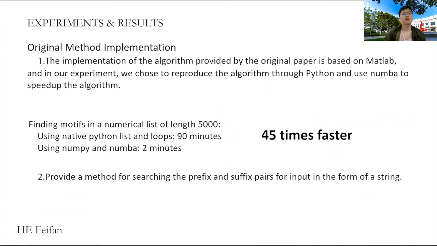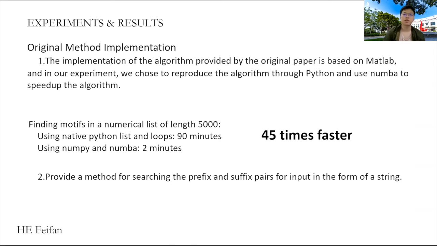I'm He Feifan. The implementation of the algorithm provided by the original paper is based on MATLAB. And in our experiment, we choose to reproduce the algorithms through Python and use Numba to speed up the algorithm. Initially, we used native Python lists and loops to find motifs in a numerical list of length 5,000. This takes 80 minutes. Then we use Numba and NumPy to rewrite the code, and it just takes 2 minutes to find the same motifs. It is like a 45 times speed up.